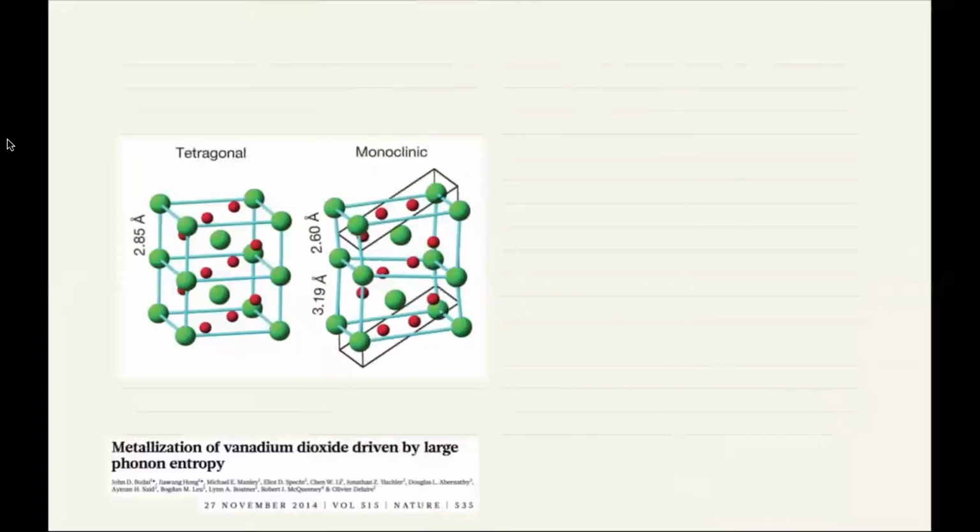There's another aspect, though, which is that accompanying this metal to insulator transition is a structural transition. And here's a schematic of the two structures taken from this fairly recent article, which also discusses the origin of the phase transition. So on the left here is the high temperature structure, which remember is the metallic structure.